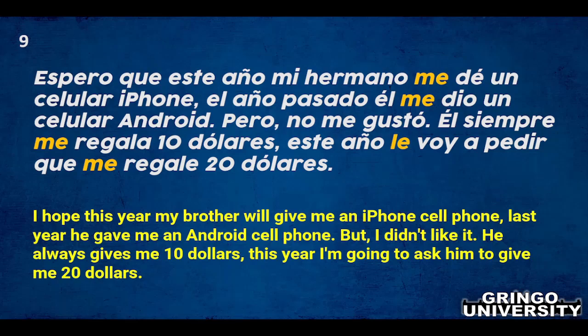So this is the sister talking. Because I'm reading this, I'm acting like the sister. So me, because I am the one who is going to receive the new iPhone. Me, again, because I'm going to receive the new iPhone. And I use here le because I'm going to ask him. See? So that's why I have to put this le, because I'm asking him. I'm going to ask him to give me $20 instead of 10.